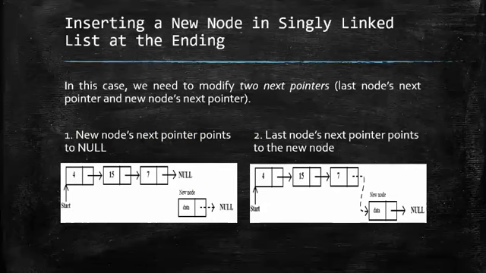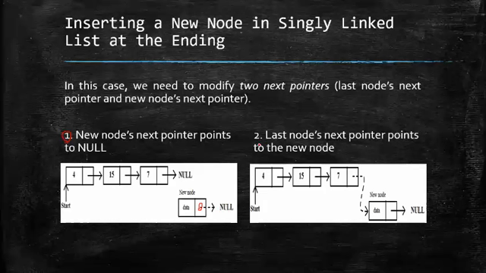So for inserting a new node in a singly linked list at the end, we need to modify two next pointers. One is the last node's next pointer, another one is the new node's next pointer. So there are two steps in performing this operation. The first step tells us that we have to make the next pointer of the new node null. That is the first step.